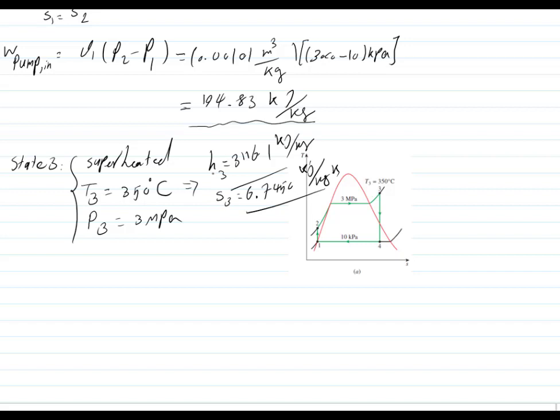So we have also H3 and S3. We know the properties of the working fluid, which is water, for state 3. Okay, let's go for state 4 and see what are the information which we have for state 4.